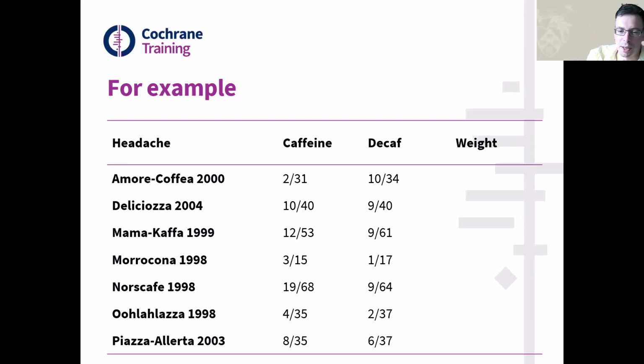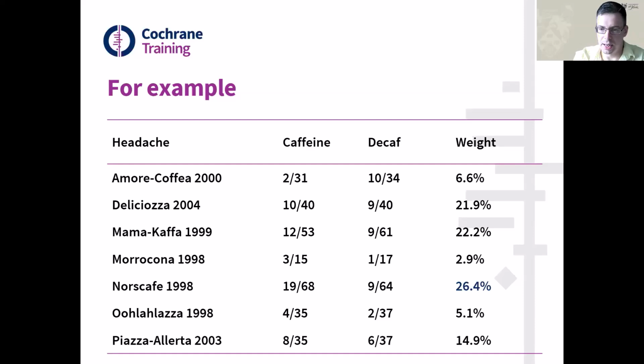I'm not going to formally show how the weights are calculated here, because that's a mathematical thing I don't have time for. But I am going to show you what the weights would be in the meta-analysis. You can see hopefully straight away that the biggest weight here, the 26.4%, goes to the Nor's Cafe study, the 5th one down, which we can see is indeed the largest study here. It's the only study with over 60 patients in both arms.